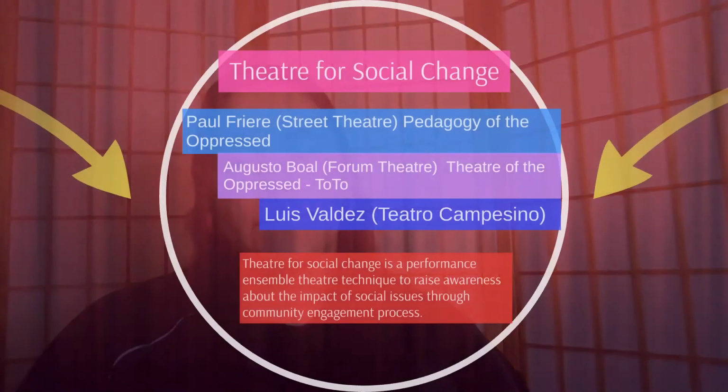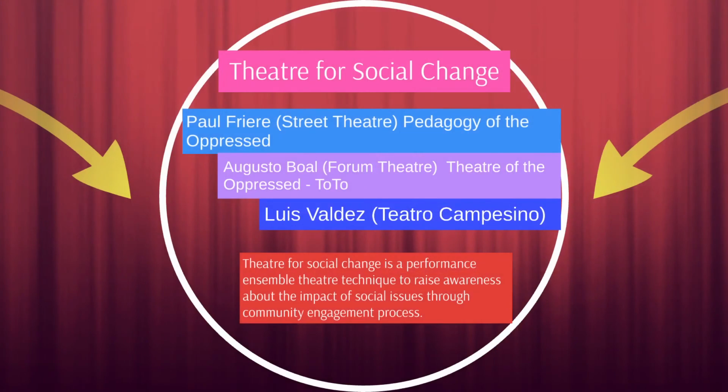Theater for Social Change is meant to encourage your well-being mentally, emotionally, physically. It is meant to give you an awareness of where you are in the world and who is around you. And it is an encouraging theater practice because instead of just being a performative theater practice, it is actually a reformative theater practice that encourages people to become a better version of themselves. Theater for Social Change is a performance ensemble theater technique to raise awareness about the impact of social issues through community engagement process. Because you don't know what you don't know, right?